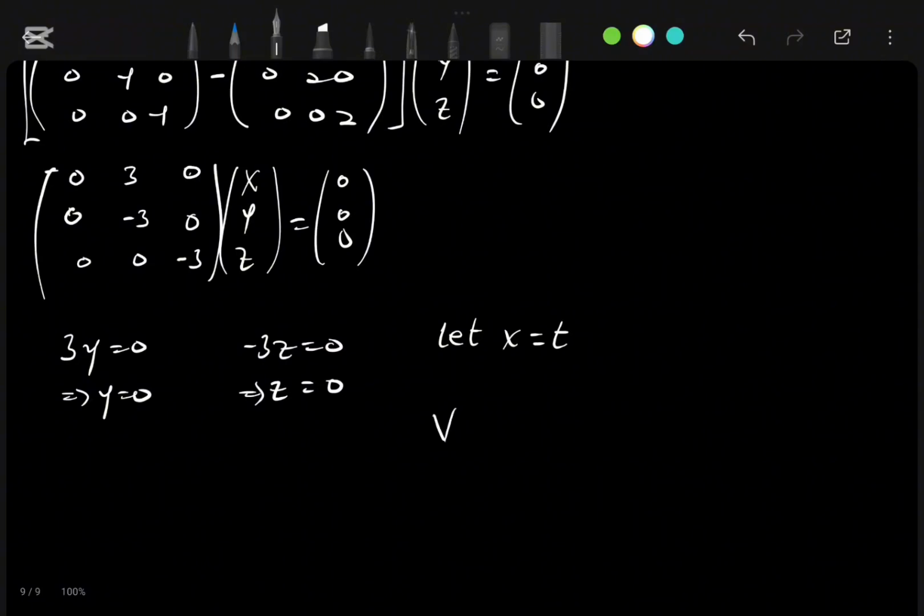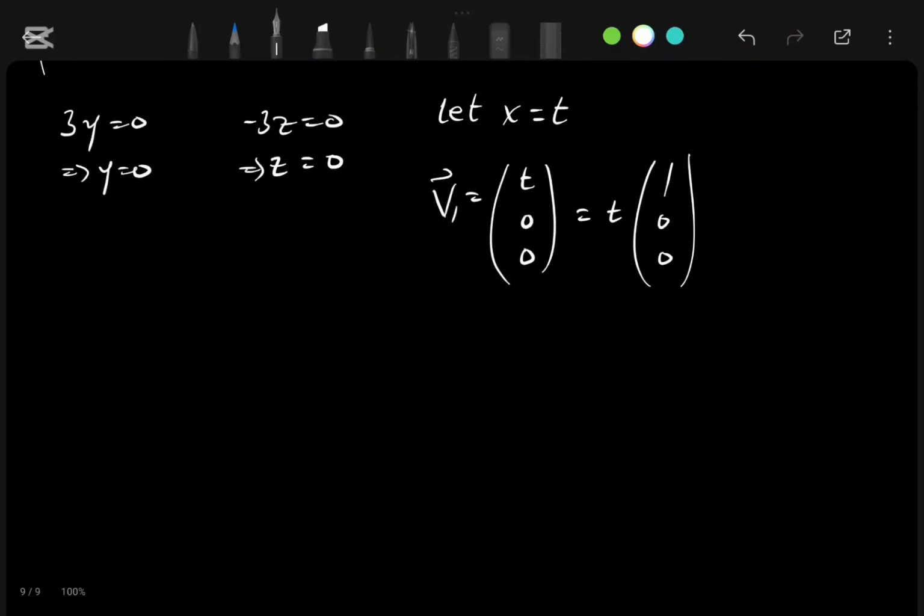So our v1 will be given by x, which is t, y, which is 0, and z, which is also 0. Factorizing t, we'll have t times the vector (1, 0, 0). Our v1 can be written as (1, 0, 0). Since lambda 2 and lambda 3 are the same, we have a special way to find them.